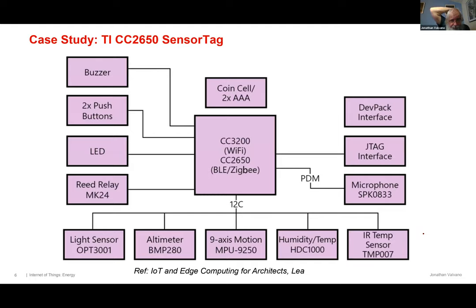This is obviously a picture out of the book. This is a cool thing. It's not quite the same as the one in the kit. The one in the kit is a sensor tag, but it's a 1352R sensor tag. And rather than redraw the pictures, I just stole the pictures out of the book, with permission, of course. Okay.